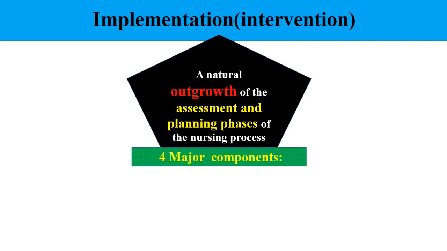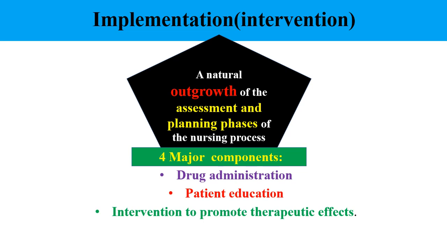And we have four major components. The first one is drug administration, the second one is patient education, the third is intervention to promote therapeutic effect, and finally intervention to minimize adverse effects. This is our goal from the nursing process. If anything occurs during any step of the nursing process, we must make an intervention to solve the problem, if we have one.